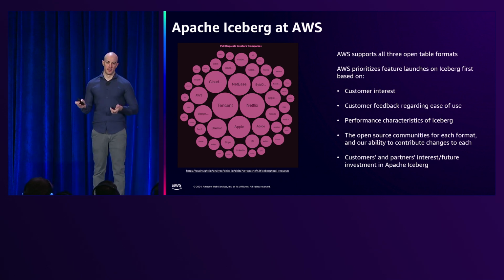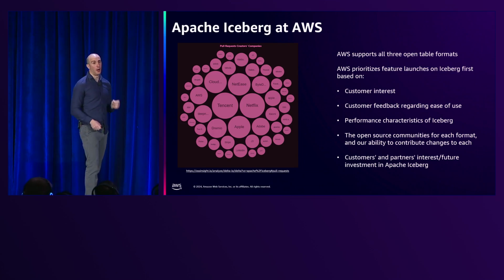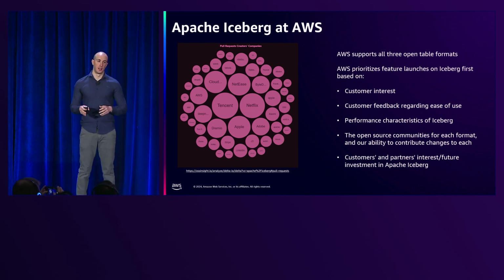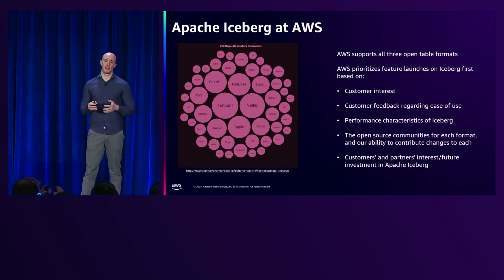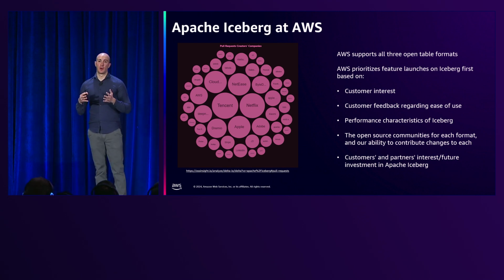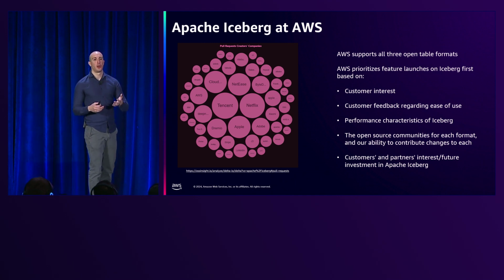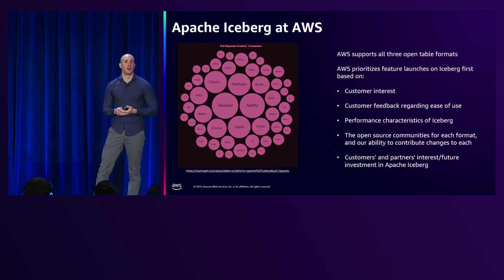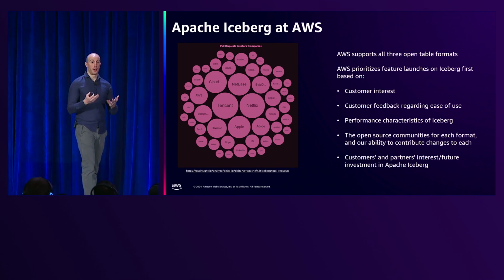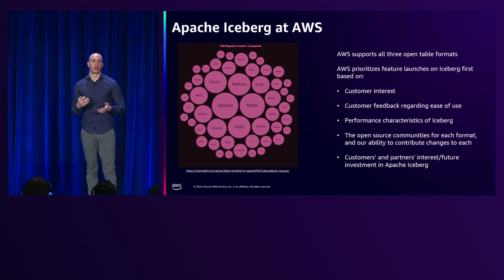Athena supports all three. EMR supports all three. GlueETL supports all three. However, AWS is prioritizing feature launches on Iceberg first. For example, EMR Serverless launched fine-grained access control with Spark, and the launch was done at the same time with Iceberg. Now, why is AWS prioritizing the launch of Iceberg first? The reason is customer interest, customer feedback, performance enhancement of Iceberg itself, as well as the open source community.